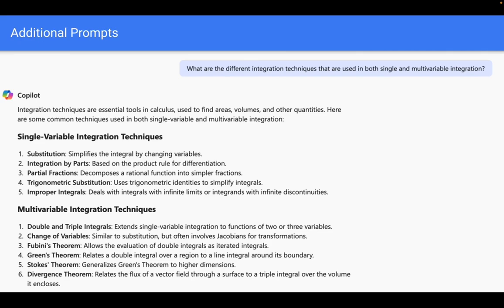For multivariable integration techniques, we have double and triple integrals, change of variables, and then 4 different theorems: Fubini's, Green's, Stokes', and the divergence theorem. You only have worked through double integration and changing the order of integration now. But later on in the semester, you will encounter triple integrals and these different theorems that allow you to work more easily with different types of integrals in higher dimensions or over different regions.